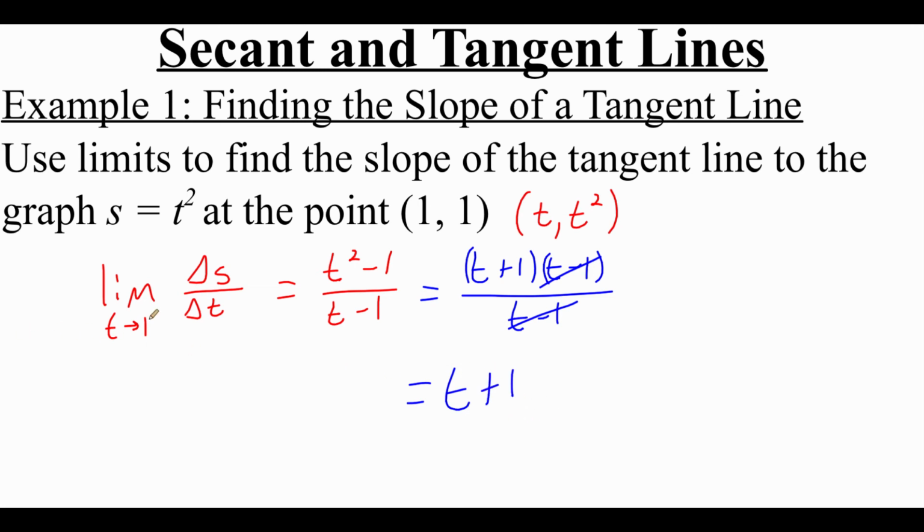Now what we have to remember here is that our t value is infinitely approaching 1. So I can sort of plug 1 in for that t value right there, and we get 2 as the answer. So at the ordered pair 1, 1, we can say that the instantaneous velocity of our ball rolling down this ramp is 2 feet per second.